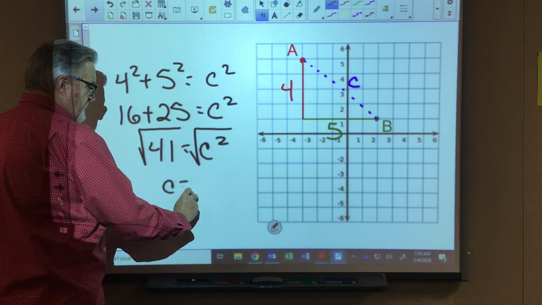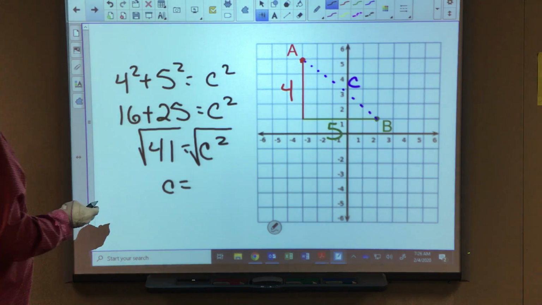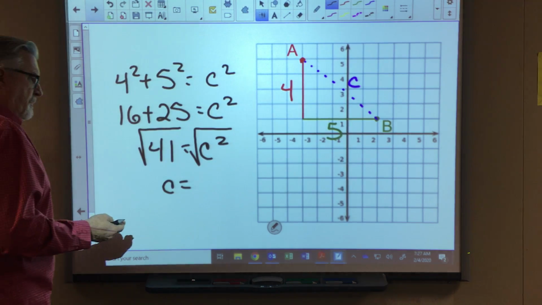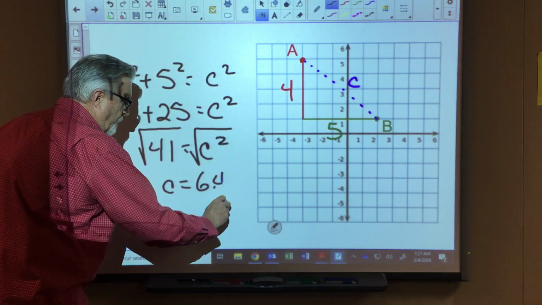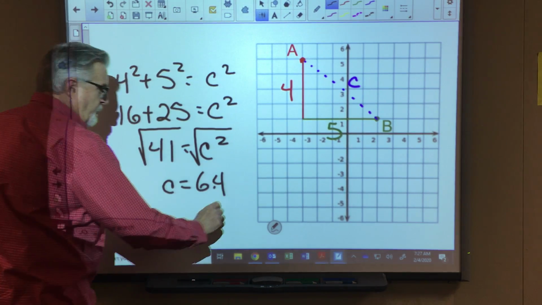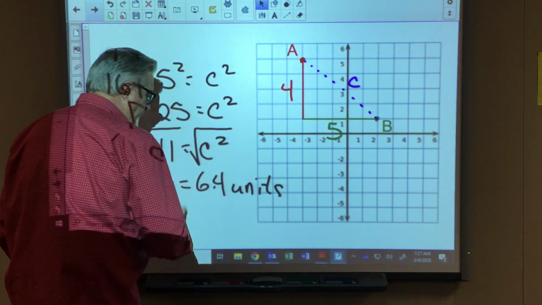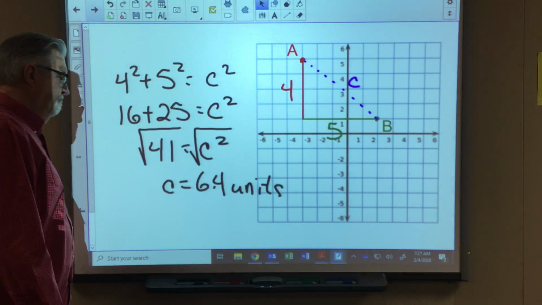That's going to leave me with c is equal to... 41 is not a perfect square, so as we do this, we're just going to round to the nearest tenth. And if you'll follow along on your calculator, I think we'll come up with a number that rounds to 6.4. So we're going to say that that's 6.4 units. And we found the distance between point A and point B.